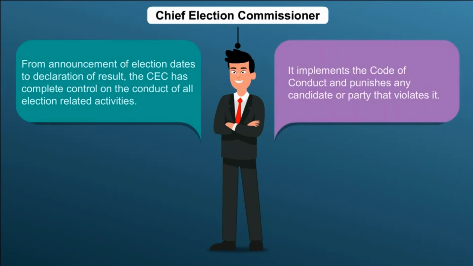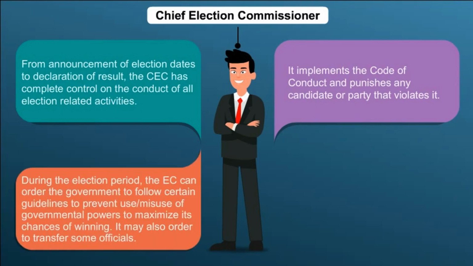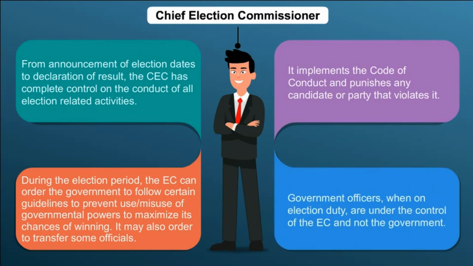It implements the Code of Conduct and punishes any candidate or party that violates it. During the election period, the EC can order the government to follow certain guidelines to prevent use or misuse of governmental powers to maximize its chances of winning. It may also order to transfer some officials. Government officers, when on election duty, are under the control of the EC and not the government.